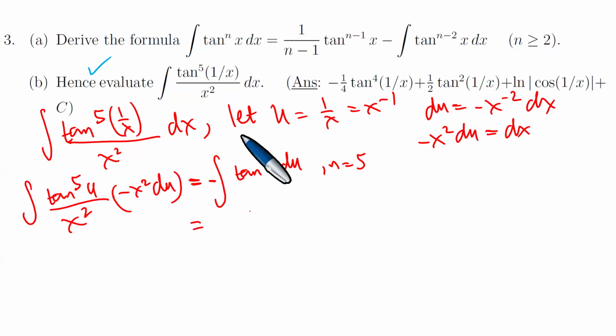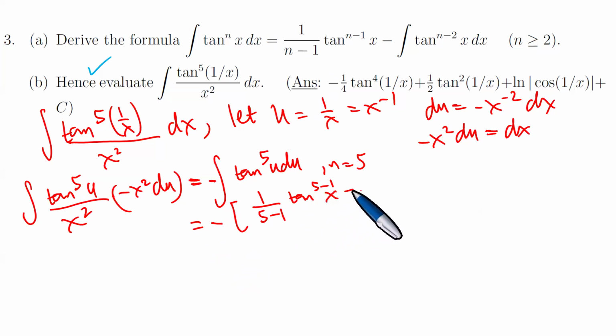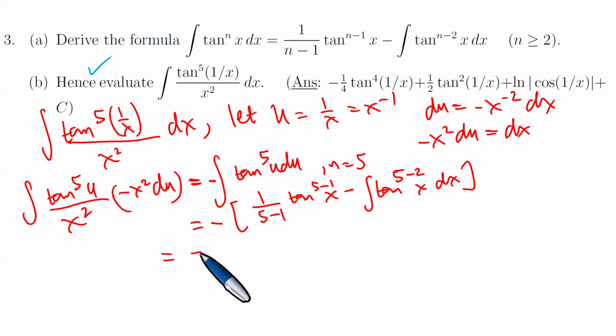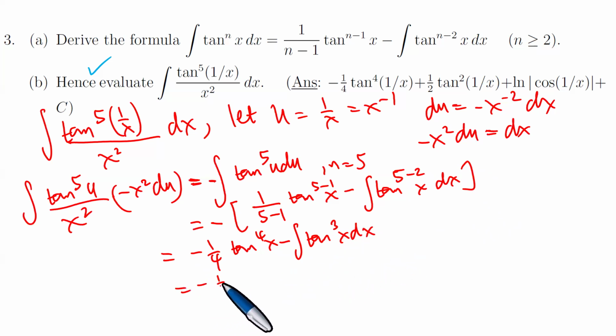Okay, so if n is 5, then it's minus. So now, if it is minus like this, according to these, it's 1 over 5 minus 1, tangent to the power 5 minus 1 of x, minus the integral of the tangent of 5 minus 2 of x dx, which is minus 1 over 4 tangent to the fourth of x, minus the integral of tangent cubed of x dx.